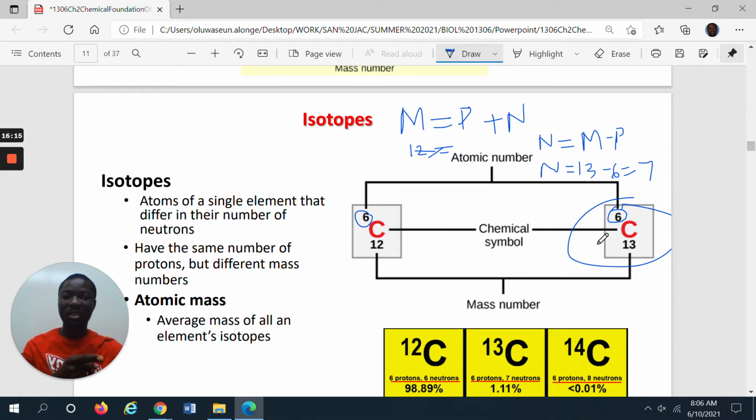So neutron number for this carbon is 7. Whereas for this carbon, neutron number is going to be 12 minus 6. And so the neutron is going to be 6. Does that make sense? So the neutron is 6 here. So that means for this carbon now, neutron is 6, proton is 6, and electron is also 6.